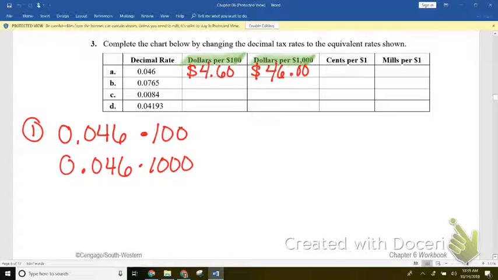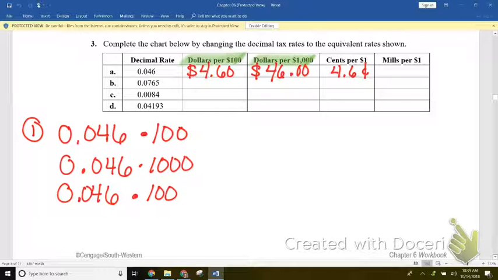We could change it to cents per dollar, pennies per dollar. And to do that, you would take the rate, and $1 is 100 pennies. So times 100, and that would give 4.6 cents of property tax paid for every $1 in assessed value of your home.